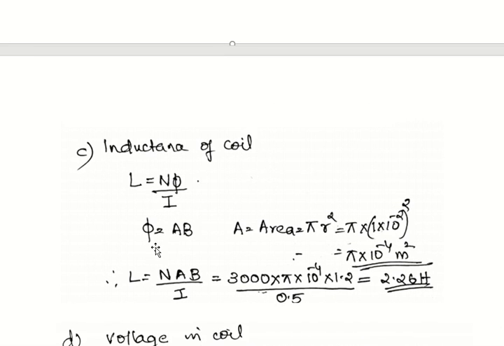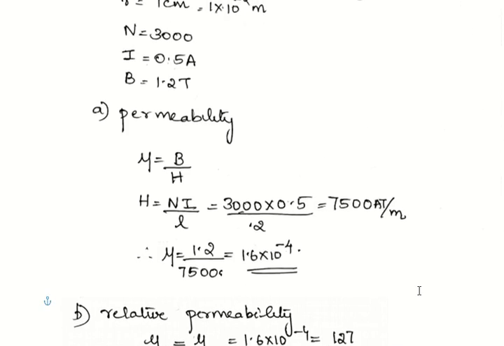So phi equal to area into flux density, that is pi r square times B. This is the area value. Substitute into the equation for L: N into phi is N A B by I. Number of turns into area into flux density by current, which is 0.5. So 2.26 Henry is the value of inductance.